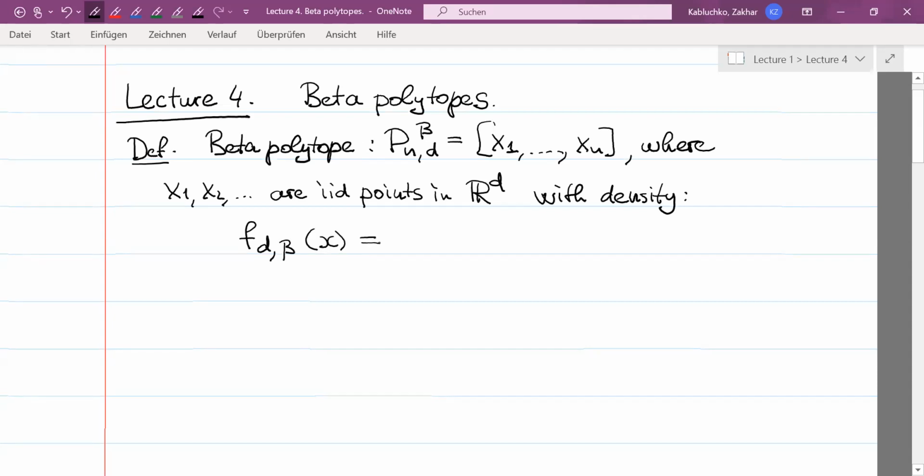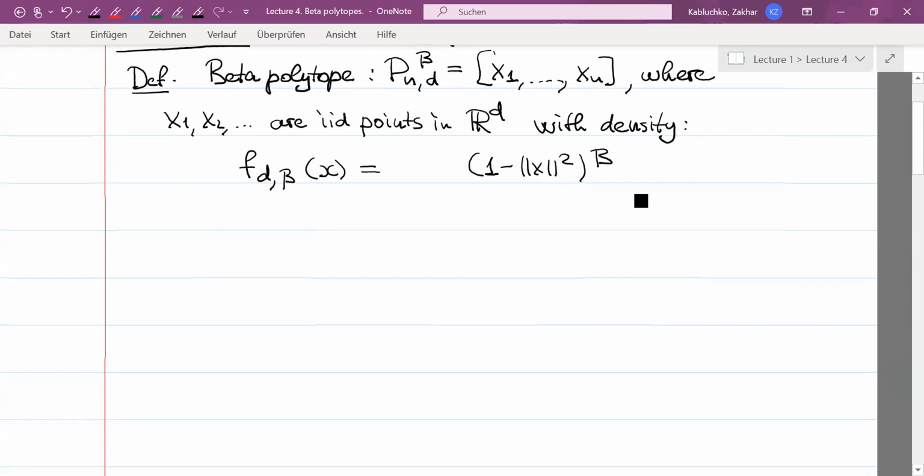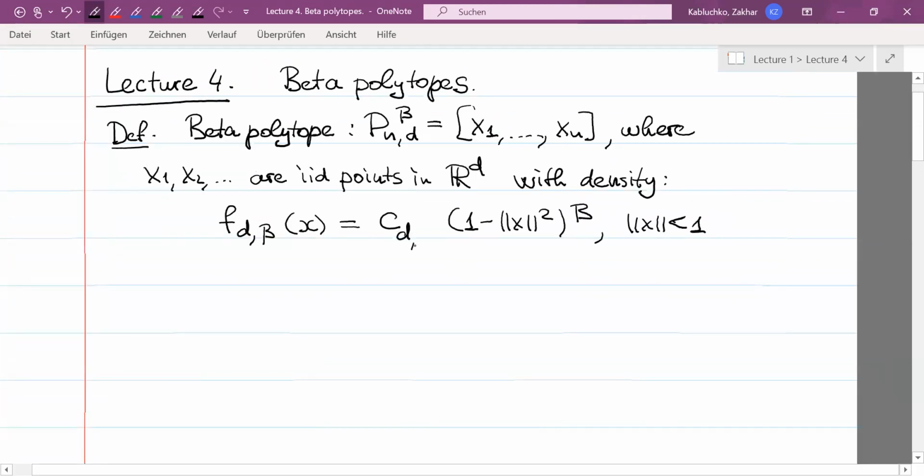So it's a density in the d-dimensional space, and it is defined as (1 - ||x||²)^β, where ||x|| is the usual Euclidean norm, in the unit ball. So it is a density in the unit ball, where the norm of x is smaller than 1. And of course, we need a normalization constant, which plays no role in the sequel. So some normalization constant times this number. Now, one can easily show that this is integrable for β greater than -1.